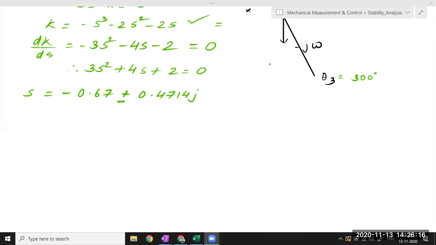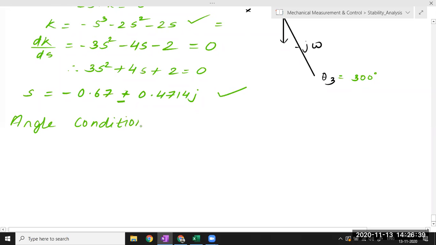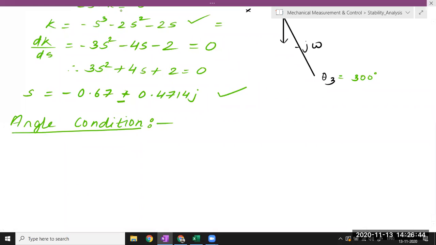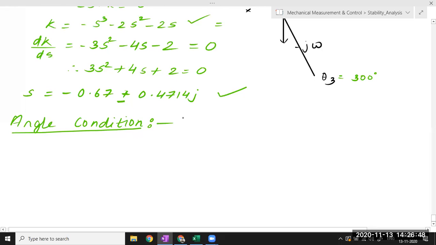Now the problem is, since it is having an imaginary part, we can't check it directly. So to check which breakaway point is feasible to start the root locus, we need to use one more condition. Whenever we get a breakaway point in imaginary form, we need to use one more condition, which is called the angle condition. Now I'll tell you what I mean by angle condition. Don't worry, just listen to what I'm saying.